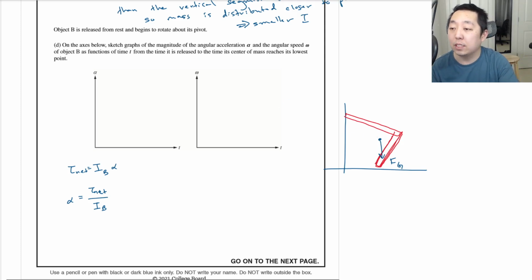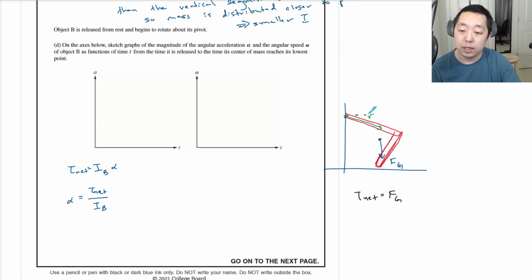So from the pivot, my r vector looks like this, and if I want to calculate the torque, it would be F_g, and then you want the component of r that's perpendicular. So if this is theta, then the net torque is F_g r cosine theta, because the component of the r vector that's perpendicular to the gravitational force is the adjacent side, cosine theta. So mgr cosine theta is the net torque.